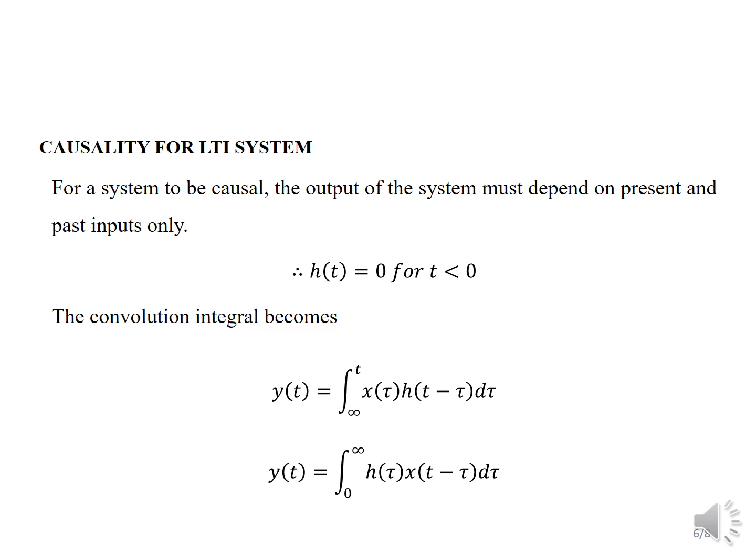Next property is causality of LTI system. For a system to be causal, the output of the system must depend upon present and past input only. Therefore, h of t equal to 0 for t less than 0, and the convolution integral becomes y of t equal to integral from minus infinity to t x of tau into h of t minus tau into d tau. Therefore, this can be written as y of t equal to integral 0 to infinity h of tau into x of t minus tau into d tau.